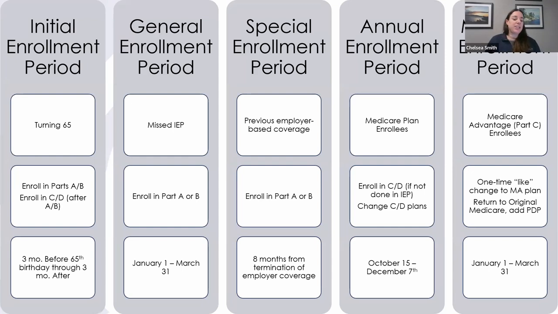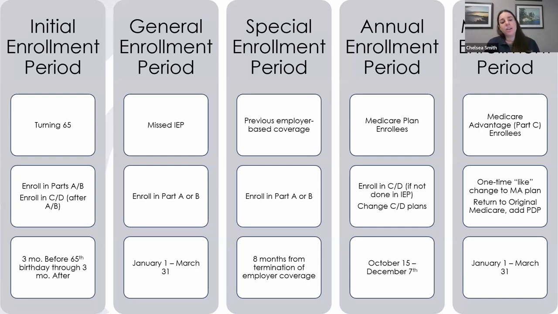So general enrollment period is January 1st through March 31st, and this is if you missed your IEP, and you can enroll in Parts A and B if you so choose. If you get a special enrollment period, that's if you change jobs, get married, divorced, stuff like that, move. You would get certain types of windows of time where you can enroll because of the change that you experienced in your life. Usually you get 8 months from the termination of that employer coverage if it's a loss of job thing, but each one is a little different as to how long you get depending on what life event you experienced.